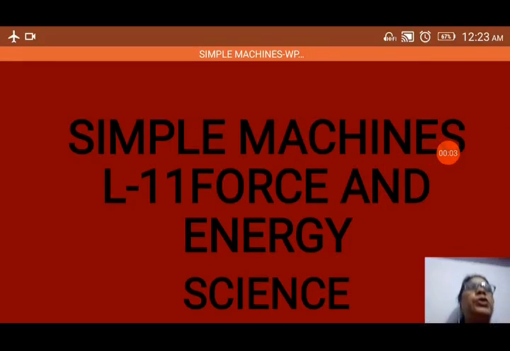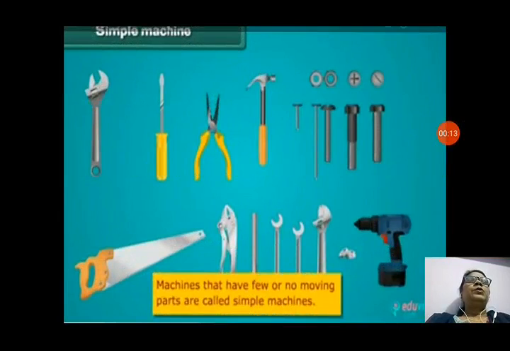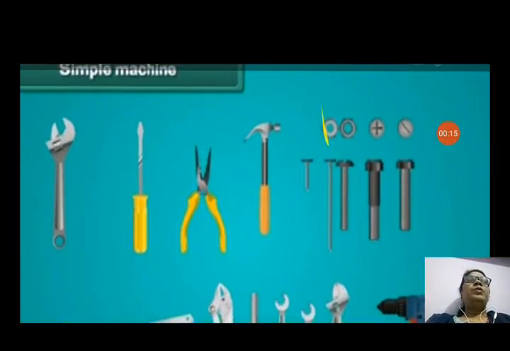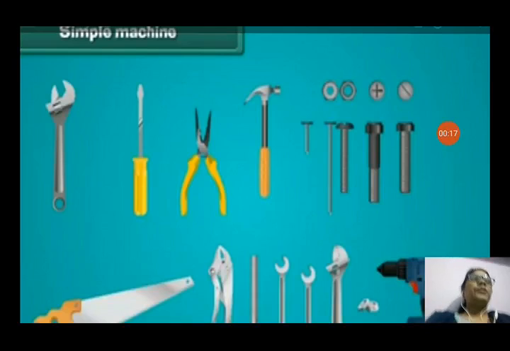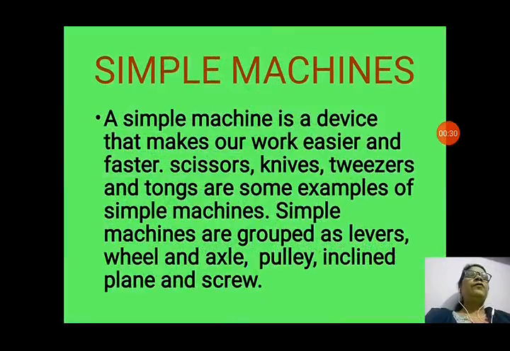Today in science, we'll start a new topic, that is simple machines, in lesson 11. So, let us see the topic, simple machines. First we will see about different types of simple machine. These simple machines we use in our everyday life to make our work easier and faster. Machines that have few or no moving parts are called simple machines. This type of machine makes our work easier and faster.